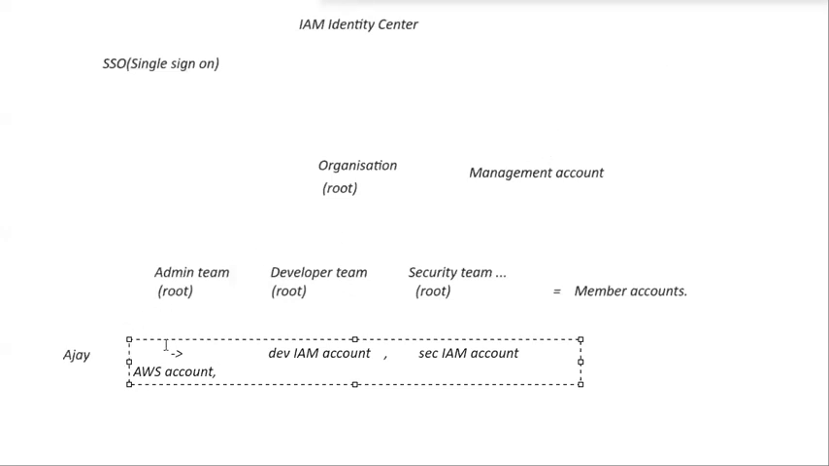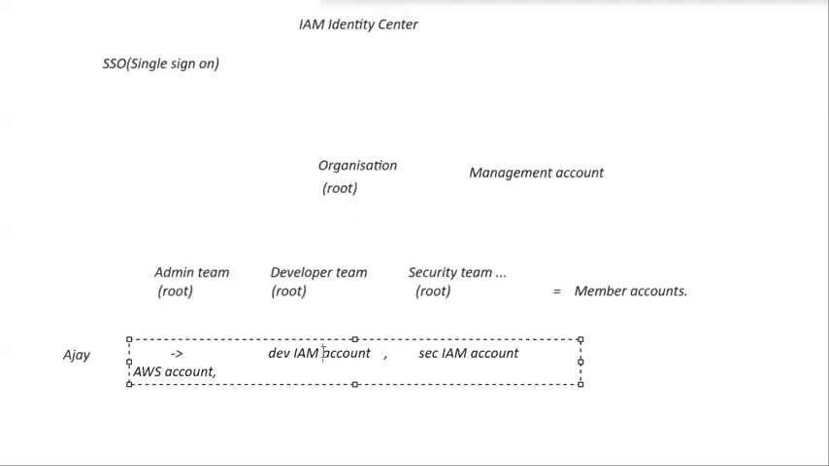By remembering only this AWS account's credentials, he can now access this IAM account as well as the developer IAM account and the security IAM account. How, sir? How is it possible? Go to IAM Identity Center. Go to the IAM Identity Center service in AWS.